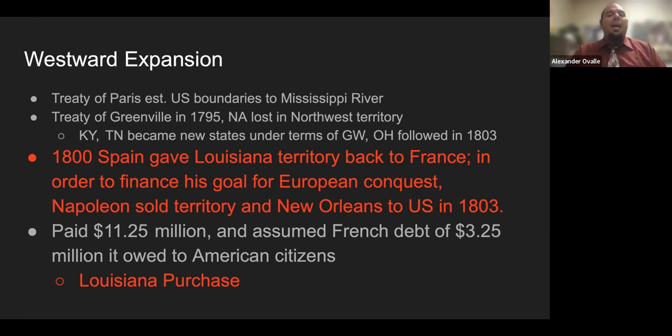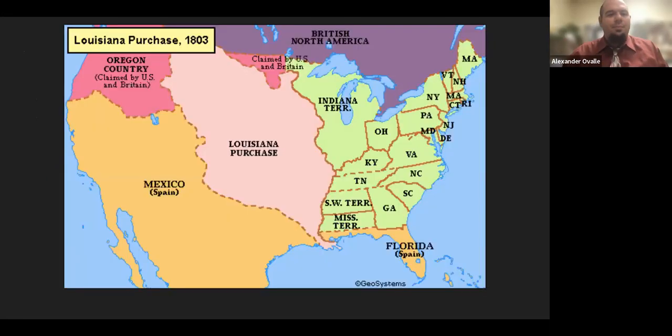Anyways, they will pay $11.25 million and assume French debt of $3.25 million it owed to American citizens. So a whopping total of almost $15 million. And this is known as the Louisiana Purchase. Louisiana Territory is the land. The purchase is the exchange of money. And here you go. This is the new America.